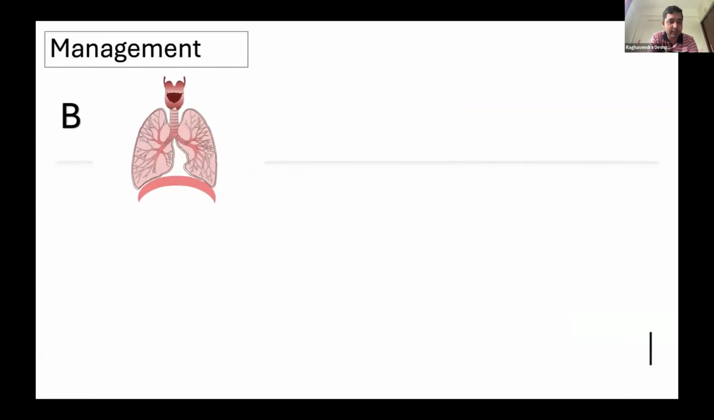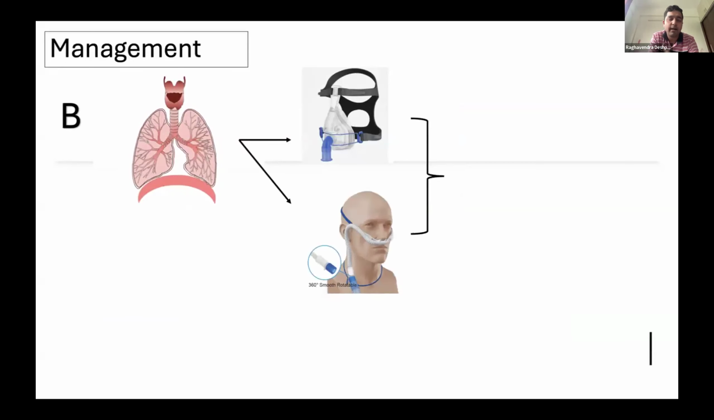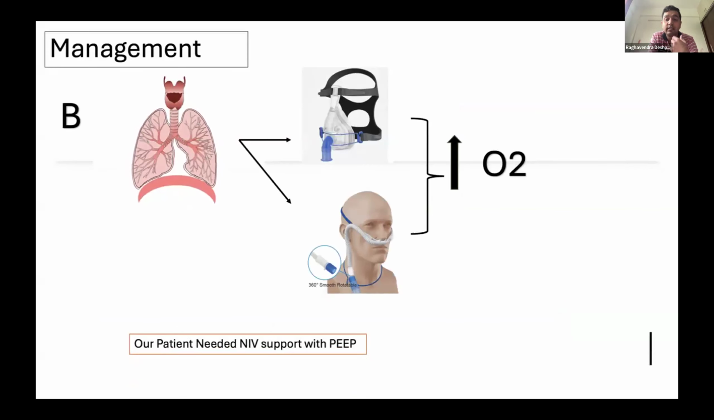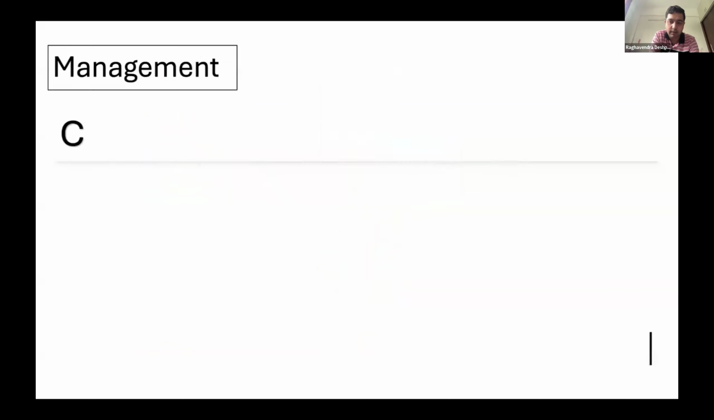Breathing: definitely our patient has a high respiratory rate and reduced oxygenation, which can be supported by non-invasive ventilation. It can be continuous positive airway pressure or high flow nasal cannula. By doing this, I will reduce the work of breathing and also increase the oxygen levels. Therefore, our patient needs positive end expiratory pressure. PEEP helps us in reducing the pulmonary edema, that is, the presence of water in the alveoli. Okay. So circulation: our patient had tachycardia, high blood pressure.